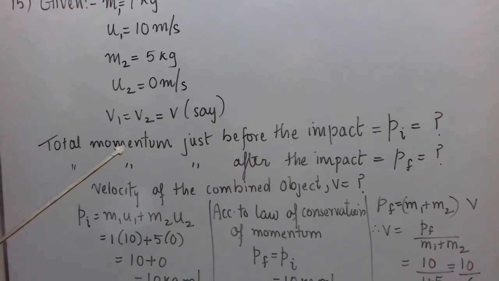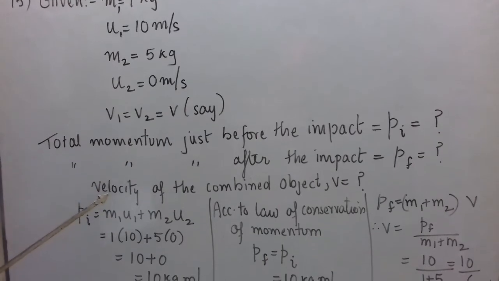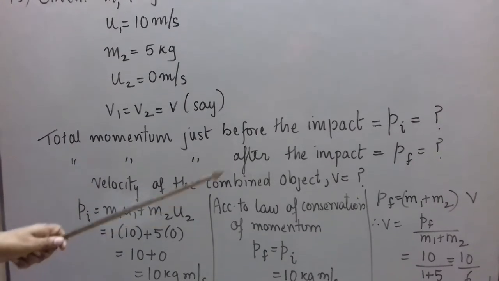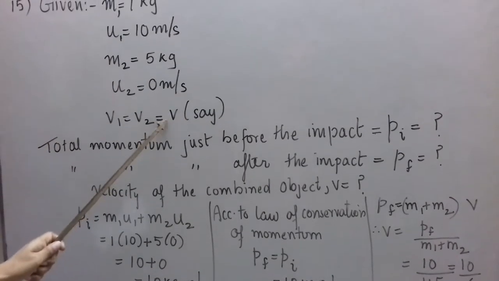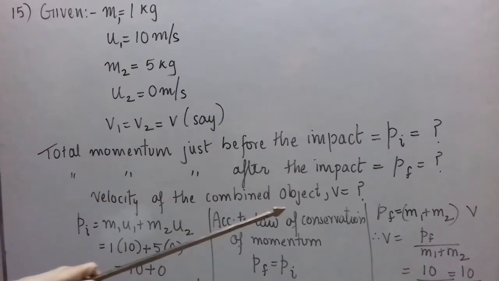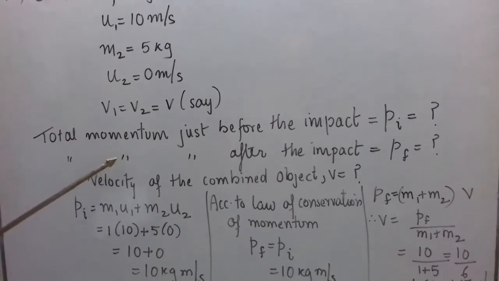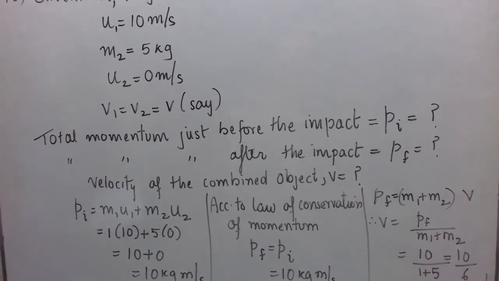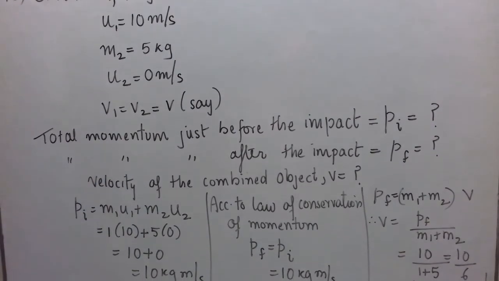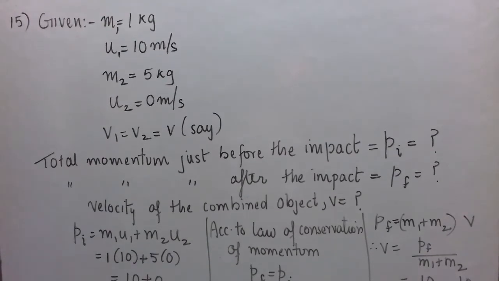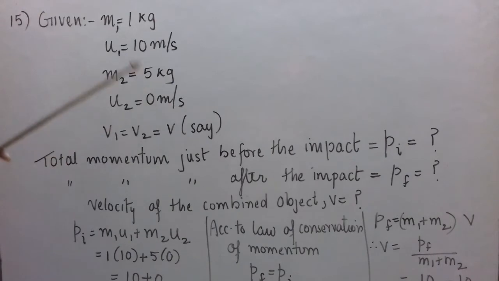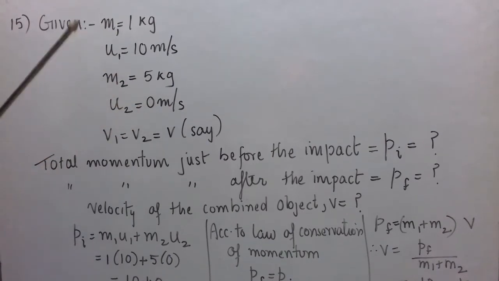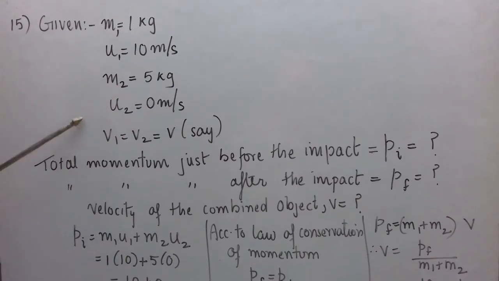Also calculate the velocity of the combined object. Velocity of the combined object, that is this object and the wooden block, which we have represented by v, is question mark. So we are supposed to find these three things. First of all, have a look at the given. Any conversion required? No. Everything is in the SI unit only, so no need to do any conversion.